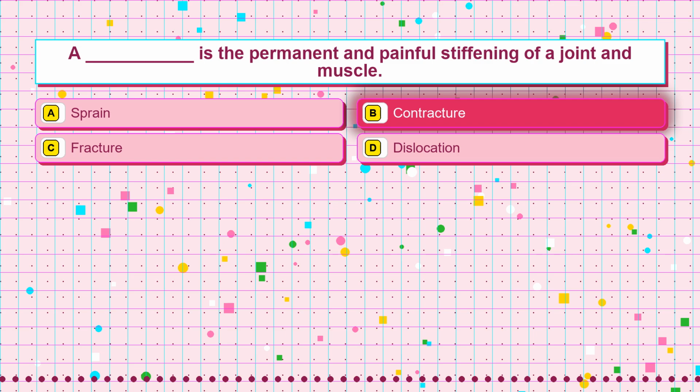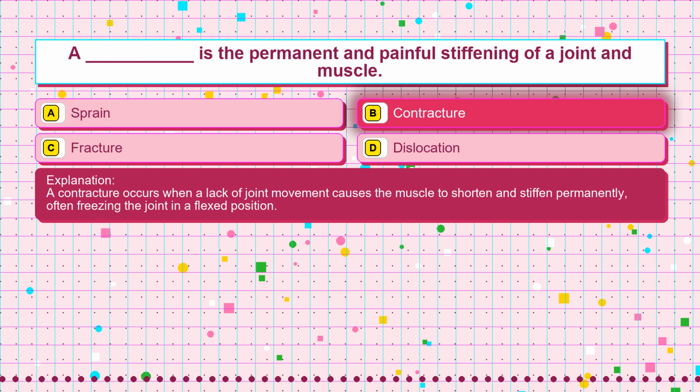The correct answer is option B, contracture. A contracture occurs when a lack of joint movement causes the muscle to shorten and stiffen permanently, often freezing the joint in a flexed position.